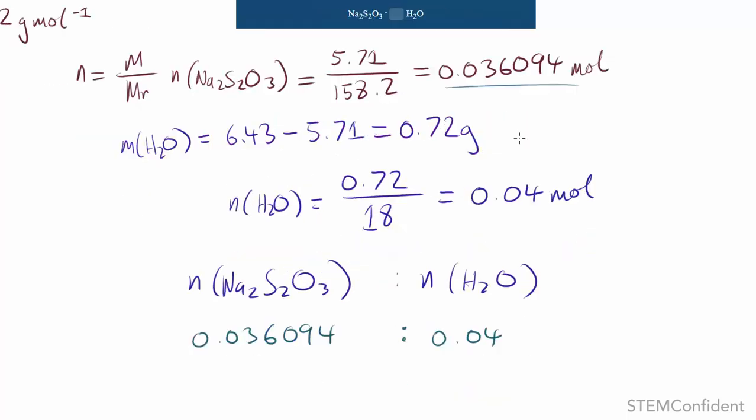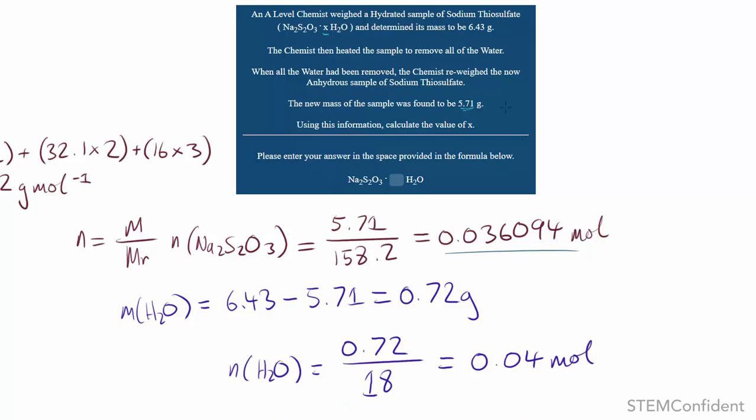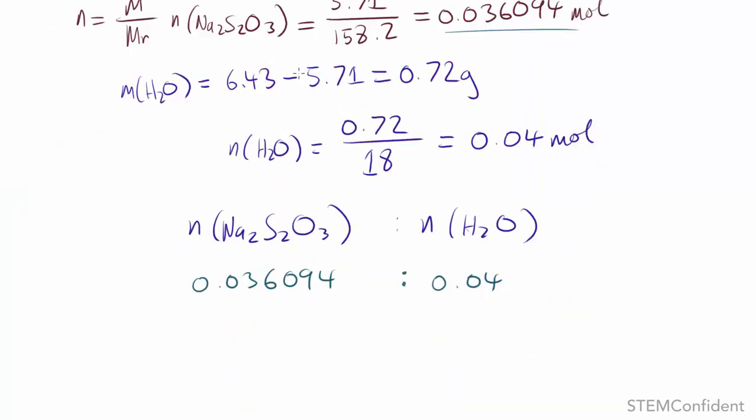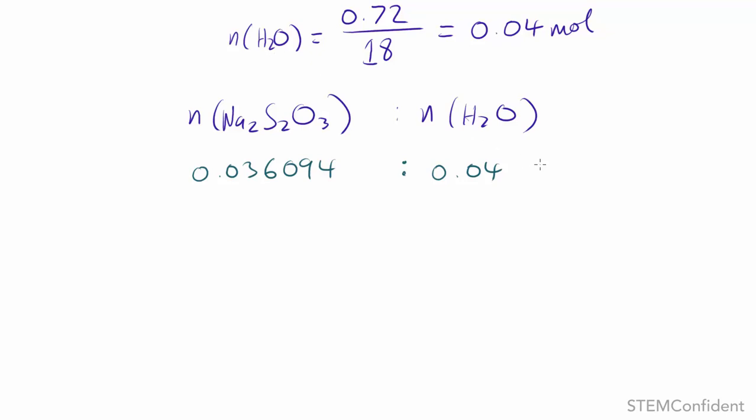Now, in our original formula, which we're trying to use as the basis, what the formula effectively articulates is that for every 1 mole of Na₂S₂O₃, we're going to have X moles of H2O. But in order to make sense of that, we need to get the number of moles corresponding to the Na₂S₂O₃ to be 1. And we can do this by dividing the moles corresponding to the Na₂S₂O₃ by itself.